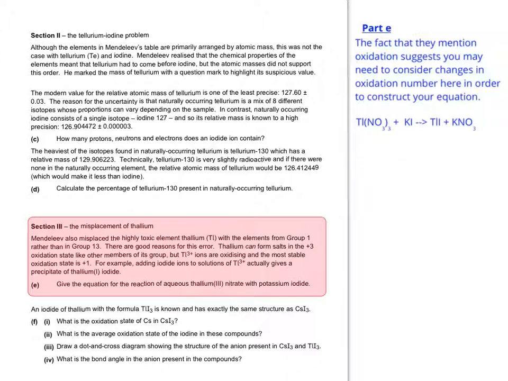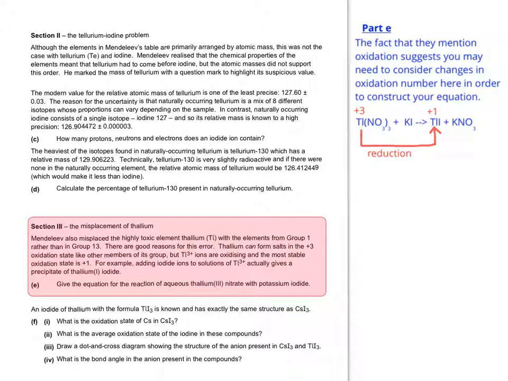So we put in the potassium iodide, we put in the thallium(III) iodide, and noticing that it's a simple swap, a displacement as well as a redox, we can assume that you've got potassium nitrate on the right hand side as well.